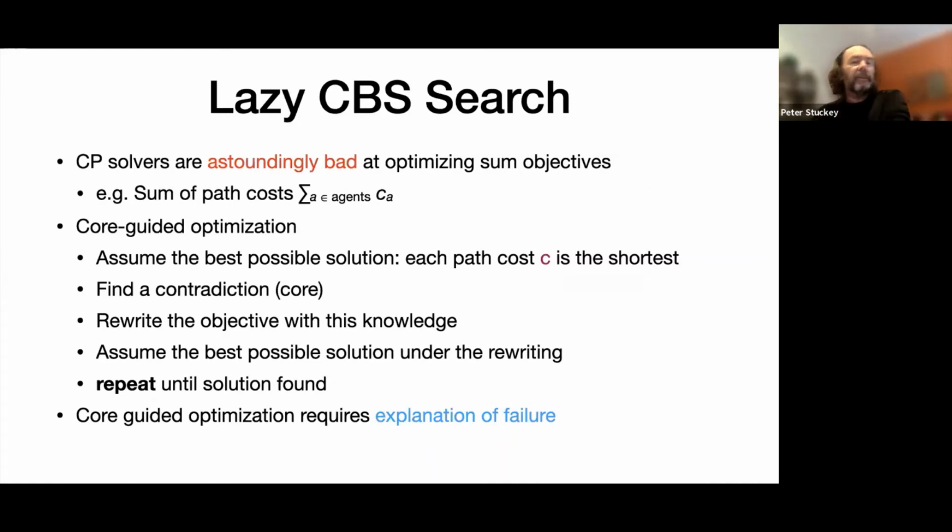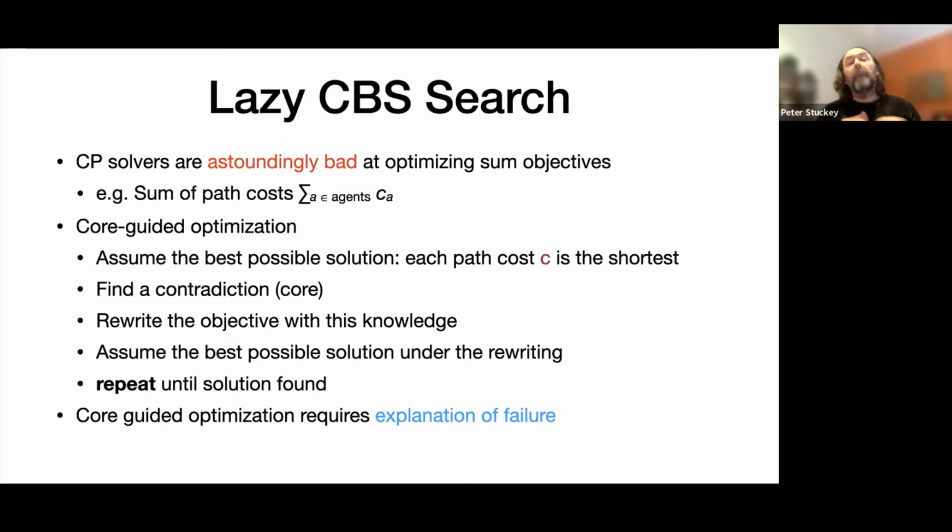All right, so let's talk about how we're going to do the search in lazy CBS. In fact, CP solvers are astonishingly bad at optimizing the sum of objectives like we have here, the sum of path costs. But luckily, there's a new approach to optimization coming from the SAT world called core-guided optimization. What this is, you assume the best possible solution, so each path cost is its shortest path. And then you find a contradiction.